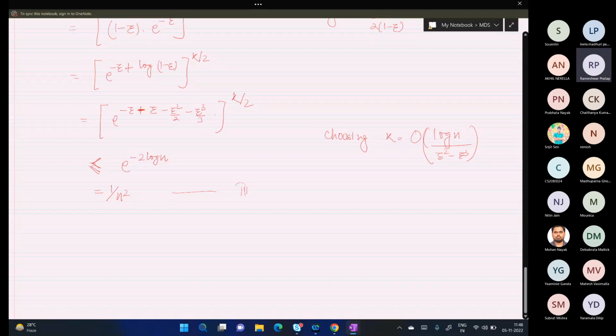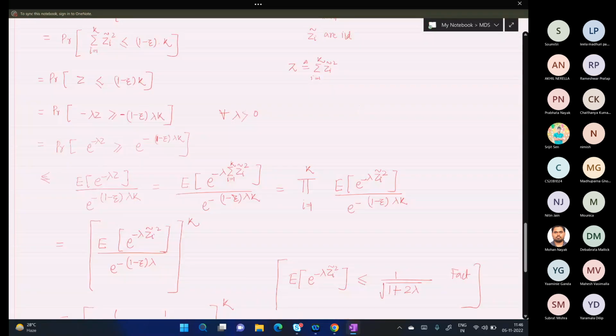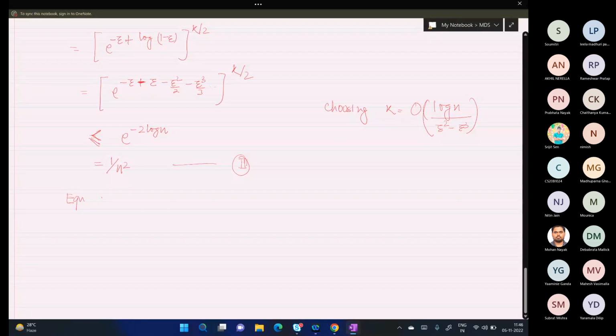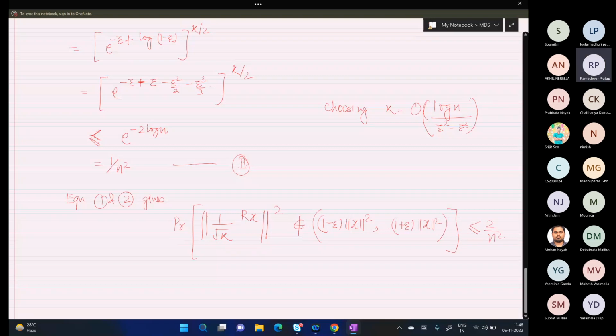So this is equation 2. Both this equation and the previous equation show that the probability that 1 by root k Rx norm doesn't belong to the interval of 1 minus epsilon x square and 1 plus epsilon of x square, within 1 plus minus epsilon interval of its original norm, is at most 2 by n square. Right. So any doubt until this part?